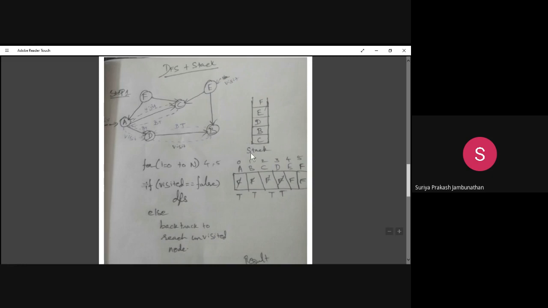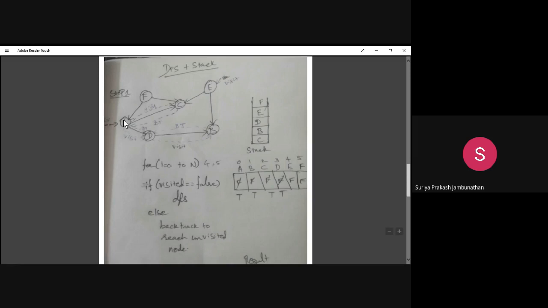Listen carefully. In this given graph, we have to start from this particular node. We are starting from node A. This is the initial visit. When you start with A, we have to check whether it is visited or not. Initially it will be F only, because that node was not visited. So we cancel this F and put T. So A is visited now.